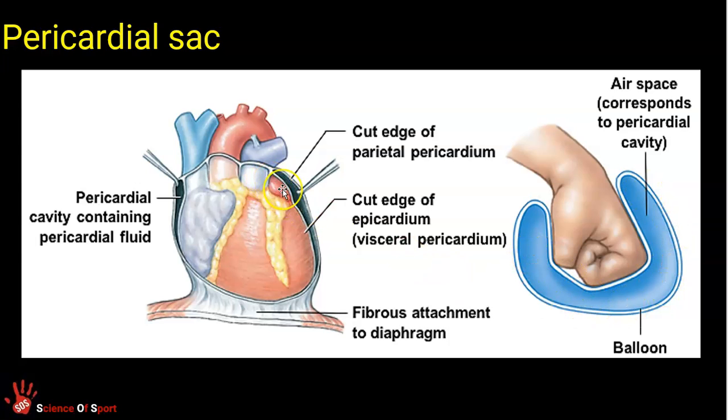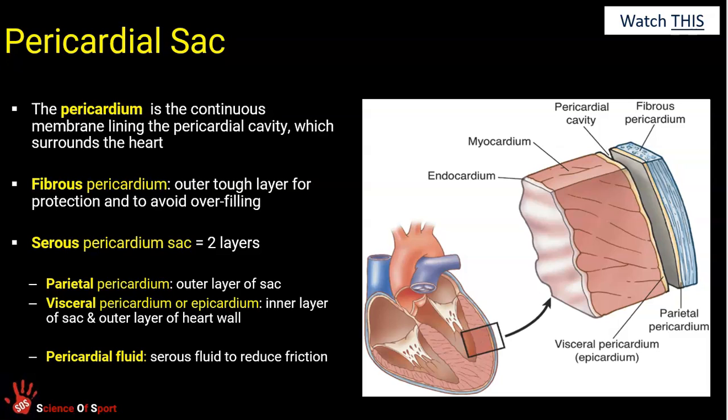And the heart's double-layered sac is called the pericardium. It's got an outer layer and an inner layer, and it's got pericardial fluid inside that double-layered sac, very similar to the pleural membranes of the lungs. So it's the same principle. And you can see here that the bottom of the heart is connected through fibrous tissue to the diaphragm beneath it. So here's a closer look and some more information about the pericardial sac.